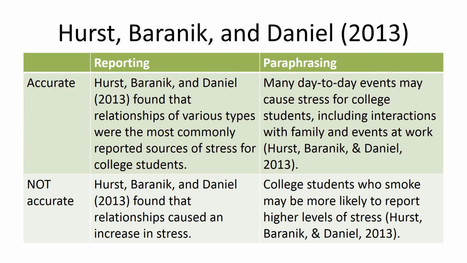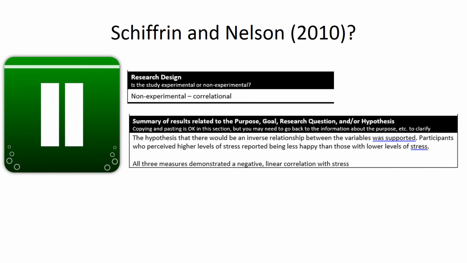The sentence suggests that the findings included information about smoking, but they didn't, and that the study somehow compared students to determine which group had higher levels of stress, but it didn't. Now that you've seen a couple of examples, it might be helpful to pause the recording and practice thinking about reporting and paraphrasing what we know based on the findings from the study in the Schiffrin and Nelson article.